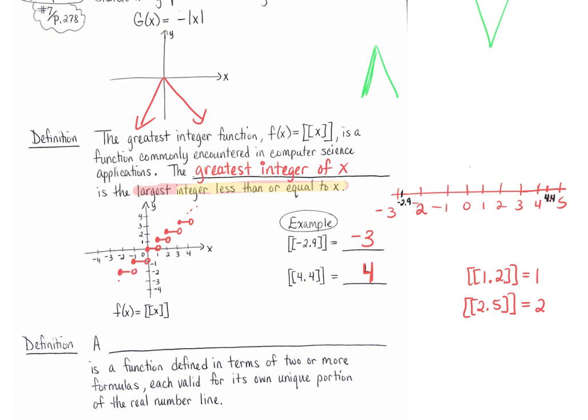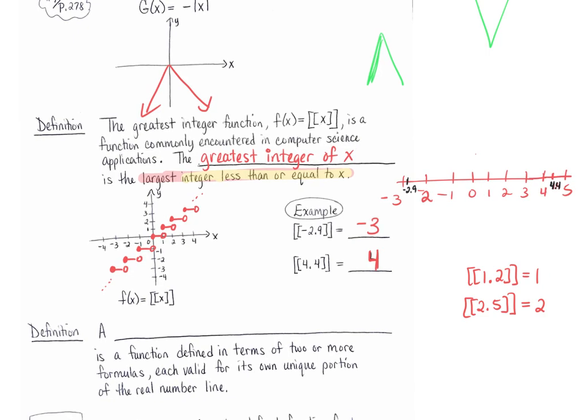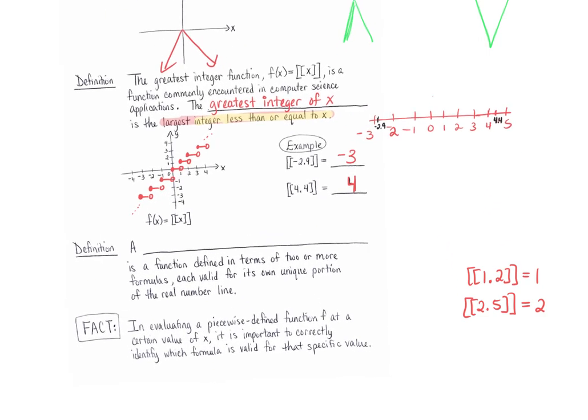Some people call this a stair-step function. This is also a function that jumps. This is the graph of the greatest integer function, or the greatest integer of x. What questions do you have?